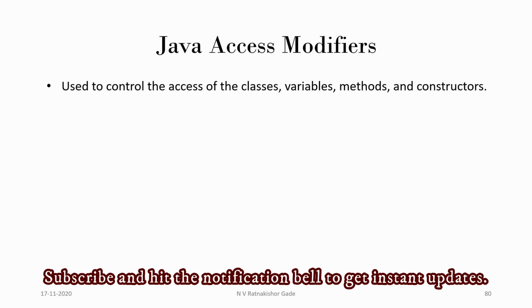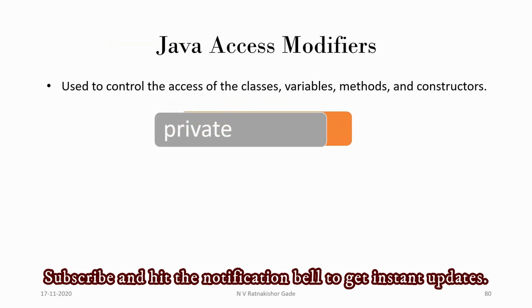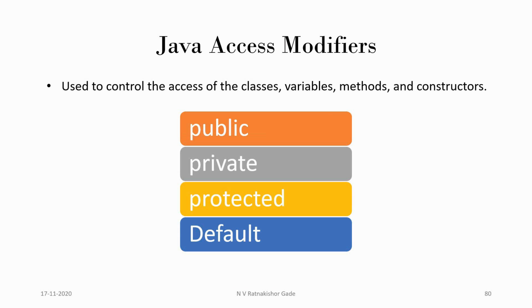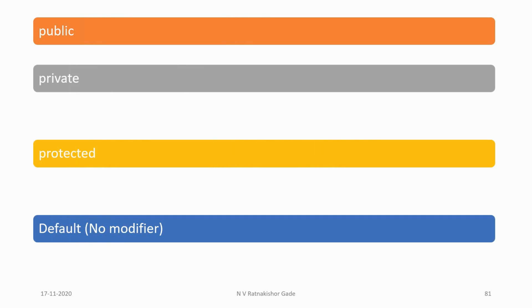There are four different types of access modifiers available in Java. Those are public, private, protected and default. When there is no access modifier specified to a particular member, then that will be considered as default access modifier. Now we will consider one by one.